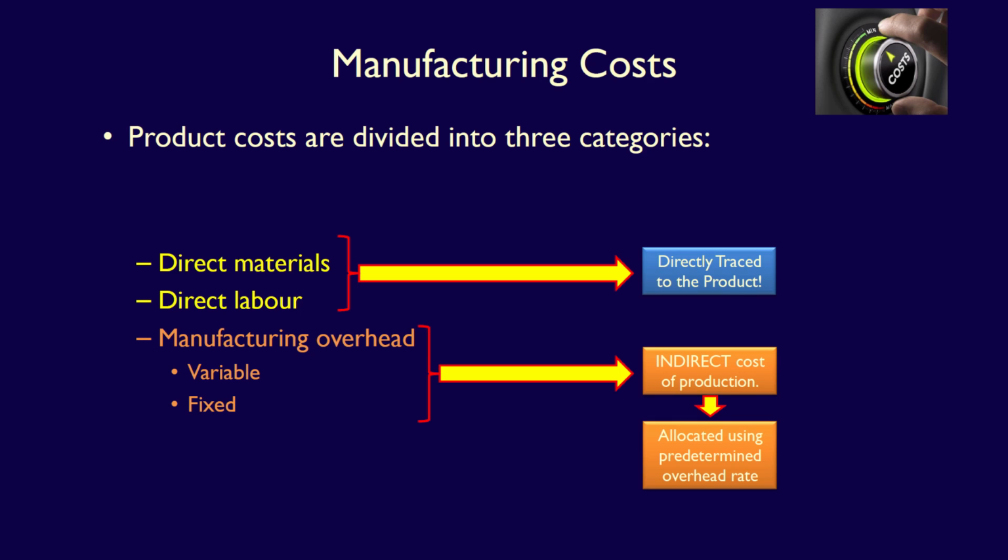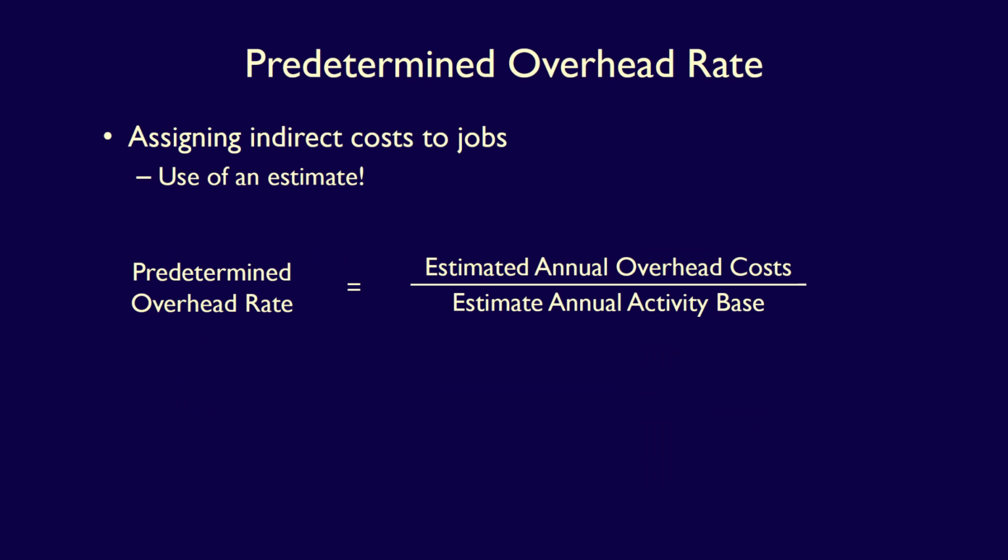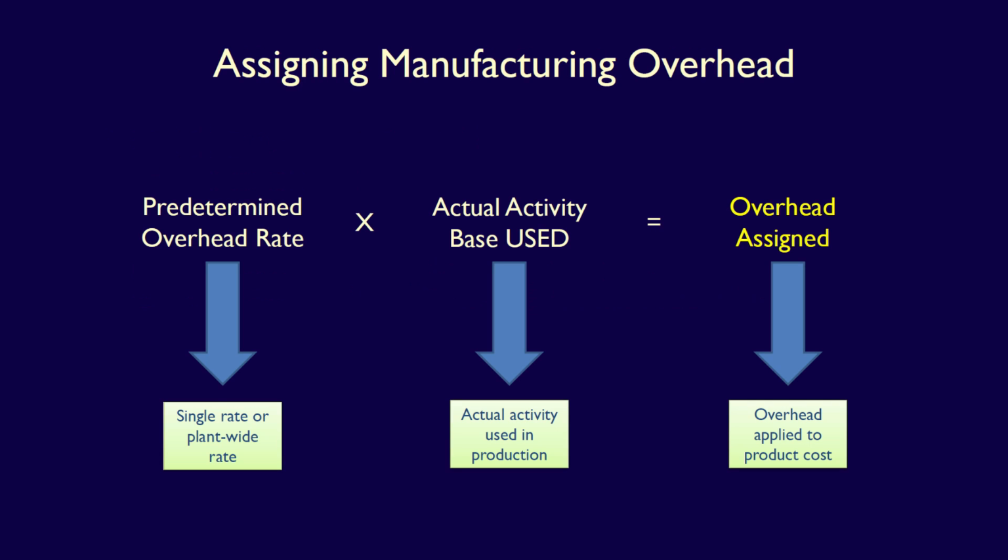Unlike direct materials and direct labor, which are directly traceable to the product, both variable and fixed manufacturing overhead costs are indirect costs, which must be allocated to the cost of the product using a predetermined overhead rate. This rate is calculated by dividing the estimated annual overhead costs by the estimated annual activity base for both variable and fixed overhead. Once a predetermined overhead rate is calculated, it's multiplied by the actual activity base used in the manufacturing of the product. This allows us to determine the amount of overhead to assign to each product.